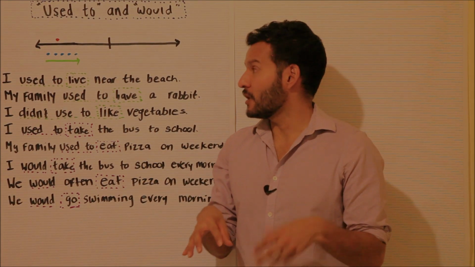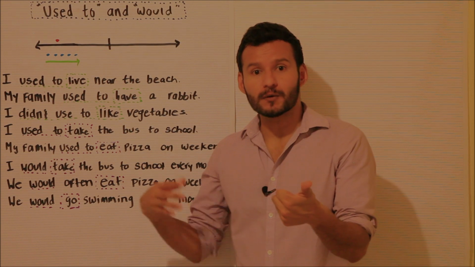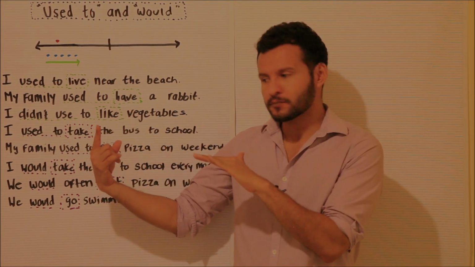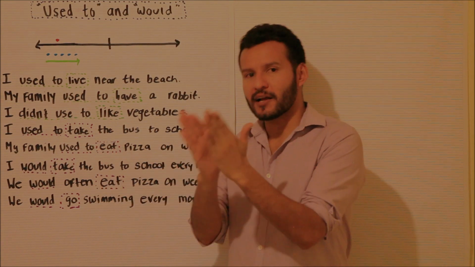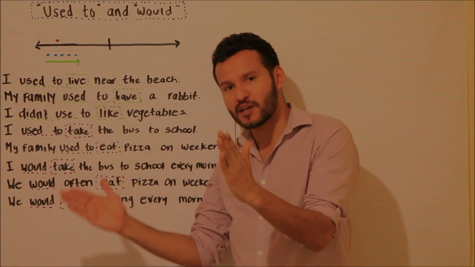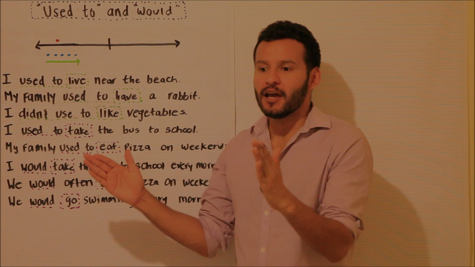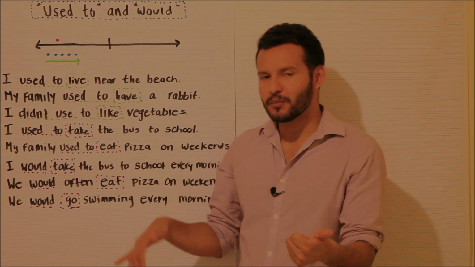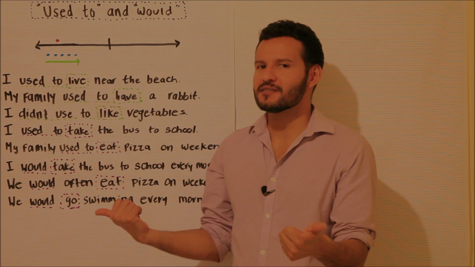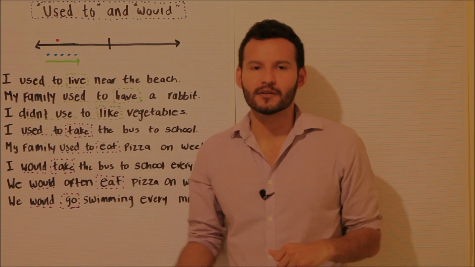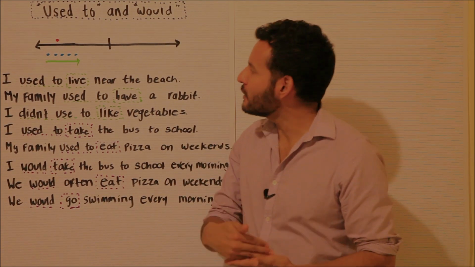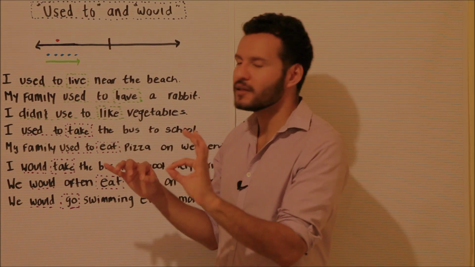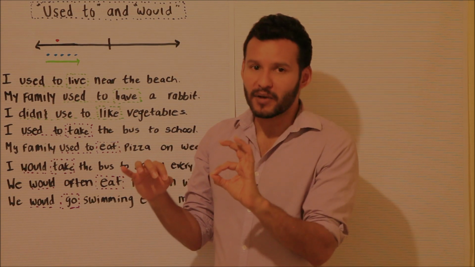But basically the main point was that we use used to talk about repeated actions in the past or actions that continued over a period of time in the past. In some of those situations it is also correct to use would, but in some of those situations it's not. So I'm going to tell you the difference. And to highlight the difference, first we're going to look at three types of actions in the past.